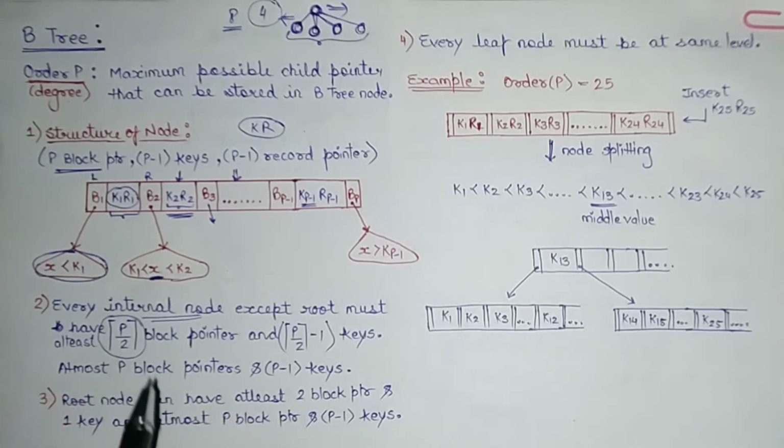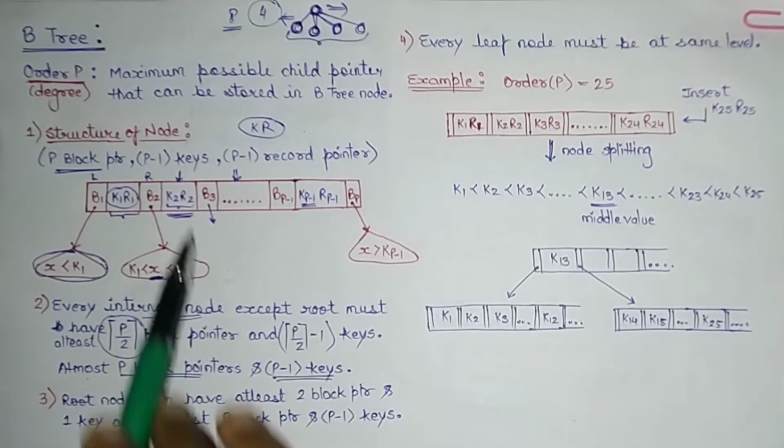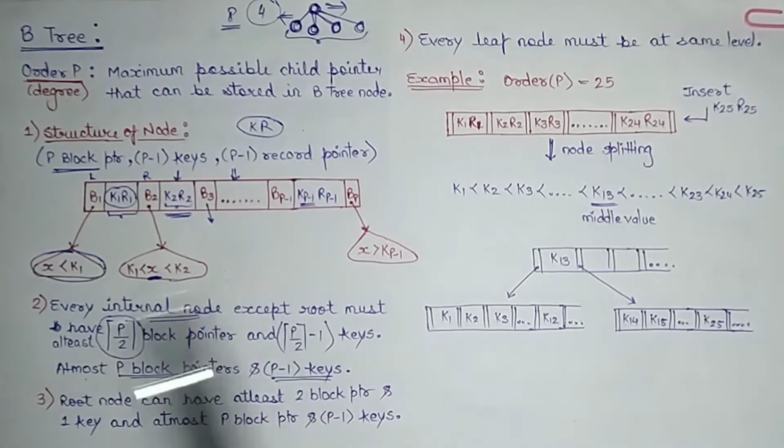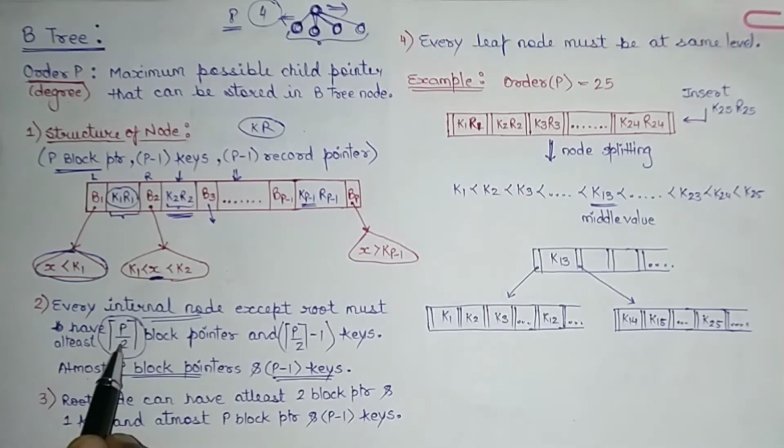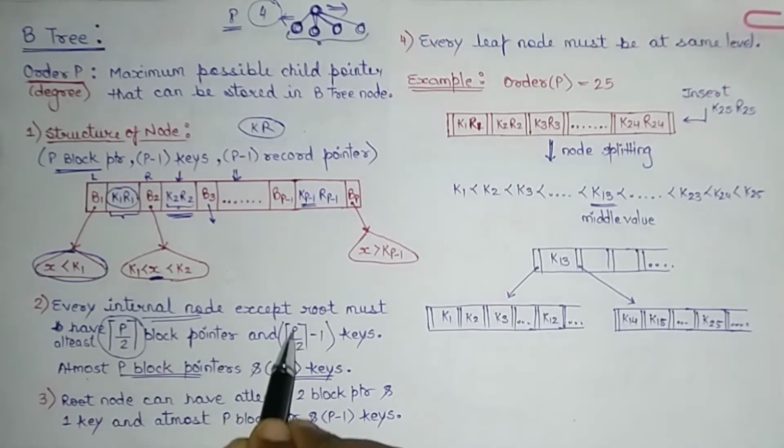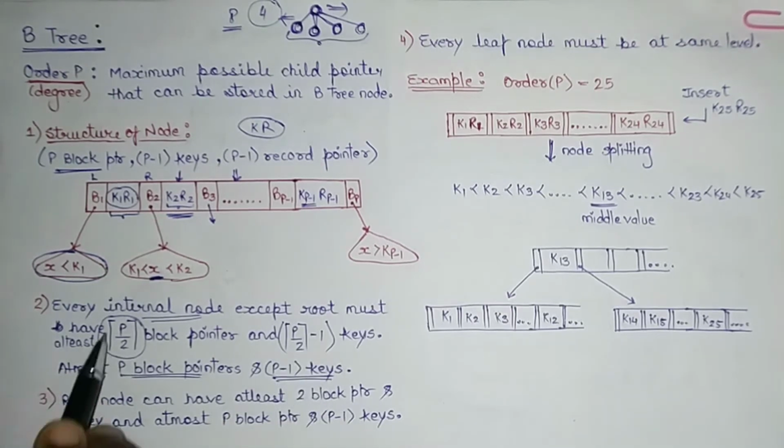So p by 2 block pointers and p by 2 minus 1 keys, right? And at most there can be p block pointers and p minus 1 keys. So at most is the same case, but at least any internal node can have p by 2 block pointers and p by 2 minus 1 keys. So this is the ceiling value, do not get confused with it.